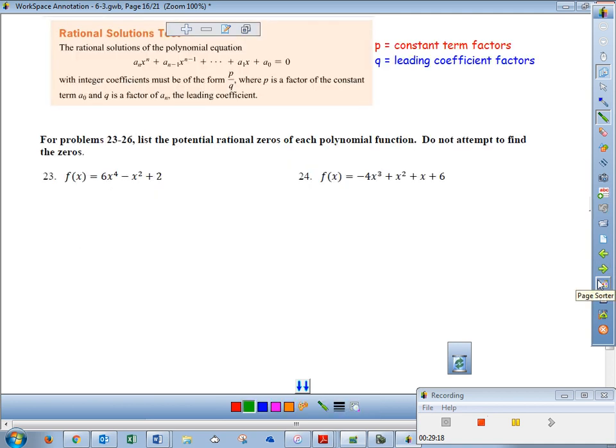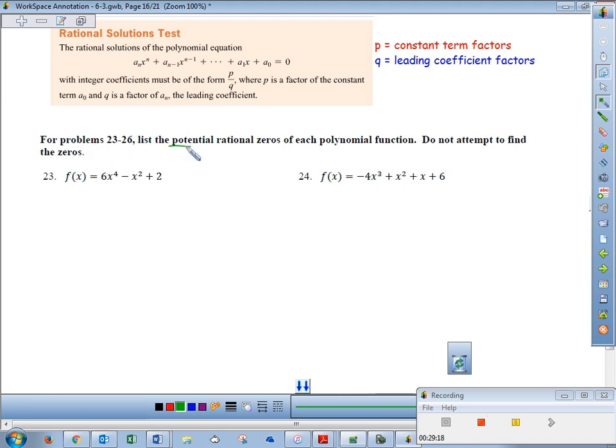Let's jump to 23 and 24. This is what we had to do before there were graphing calculators. How did you find those rational roots without a graphing calculator? How did you know what you were supposed to divide by? So there's this rational solutions test right here. It is kind of complicated until you do a few of them. It says, here's what you want to do. You list all the potential rational zeros of each polynomial function.